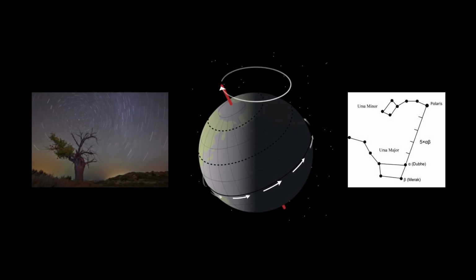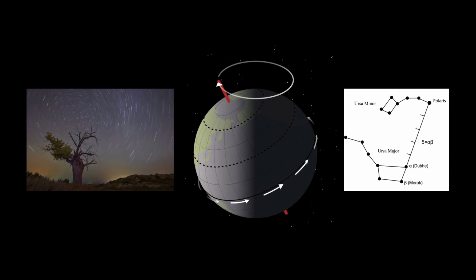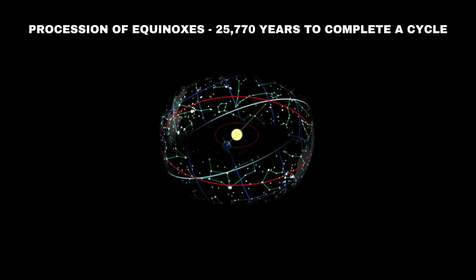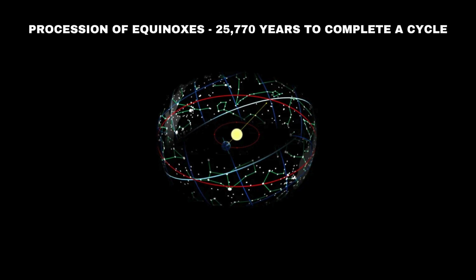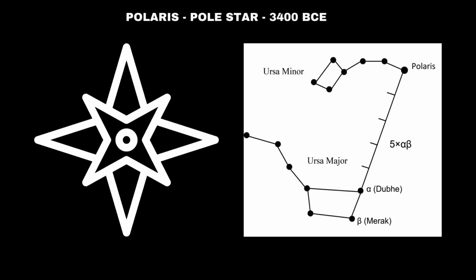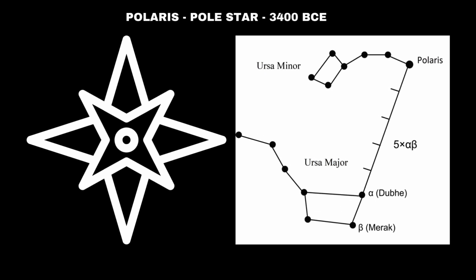The role of the pole star passes from one star to another because of the tilt of the Earth. The precession of the equinoxes takes about 25,770 years to complete a cycle. Therefore, a single star typically holds that place for many centuries. It is estimated that Polaris became the pole star about 3400 BCE.